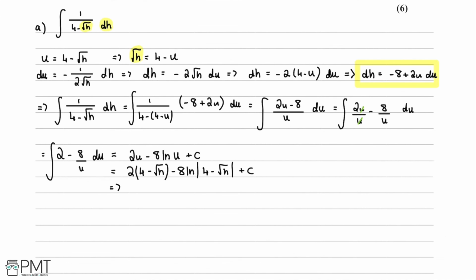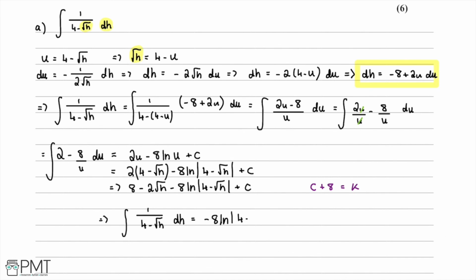So then the next thing we can do is expand these brackets. So we'll have 8 minus 2 root h, take away 8 ln 4 minus the square root of h, and then we add our constant c as well. So then now we can say that we have c plus 8 and let it be equal to a constant k. So then finally we can say, just going back to the question, we have that the integral of 1 over 4 minus the square root of h integrating with respect to h is going to be equal to negative 8 ln of the absolute value of 4 minus the square root of h, and then we subtract 2 root h and we add our new constant k, and that is the required answer which the question asked us for.